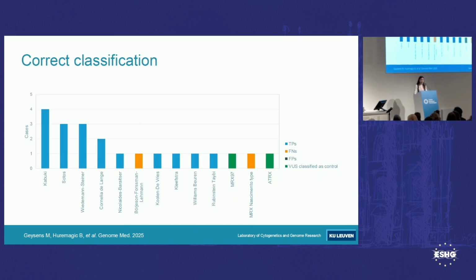Looking more into the results, I plot here on the x-axis all the diseases that have been included, and on the y-axis the number of cases, and you can see that the colors correspond to the classification. So in blue we have true positives, false negatives are represented in orange, and I also represent in green the variants of unknown significance. The first one I would like to spend slightly a bit more time on is this one.